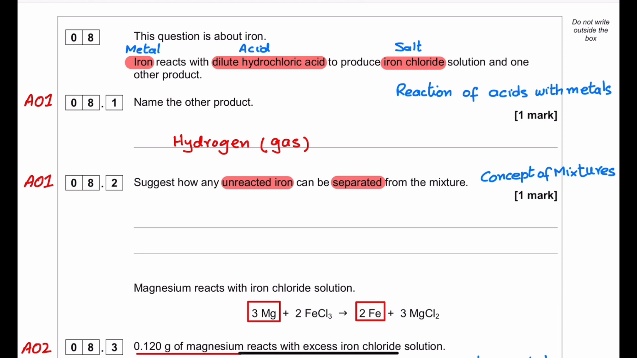8.2 is again an AO1 question. Suggest how any unreacted iron can be separated from the mixture. This question is from the concept of mixtures. The unreacted iron or the excess iron can be removed from the mixture by the process called filtration, or you can use the word filter out iron from the mixture.